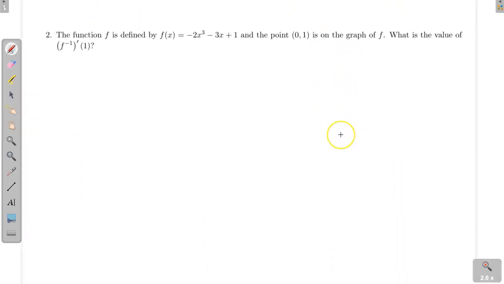And then question 2 is just more generally about inverse functions and how they work. We have our function f given to us, and we know a point on f. We want to find the value of the derivative of its inverse. All right, so when we're doing these, I think it's really helpful to write down your x value, your original function, and your original function's derivative, and then also your inverse, the same type of table.